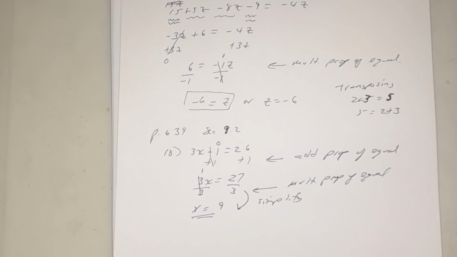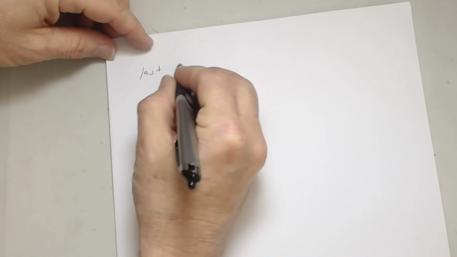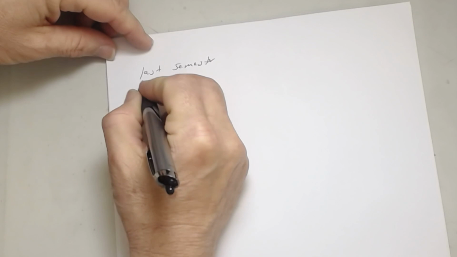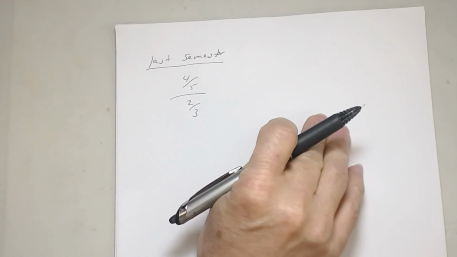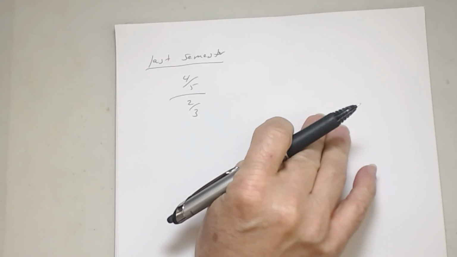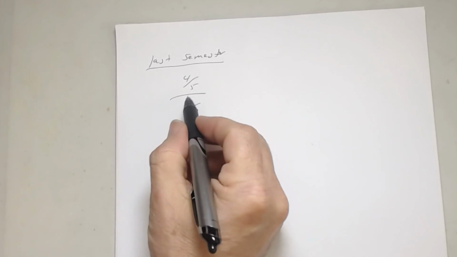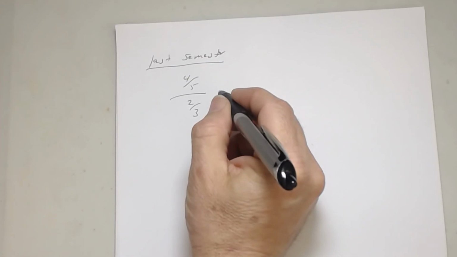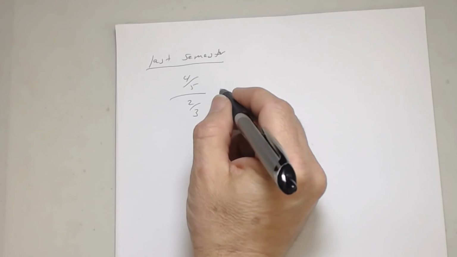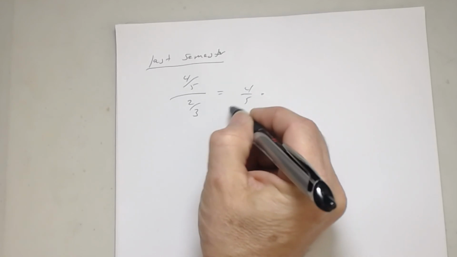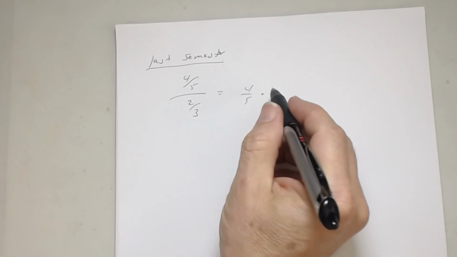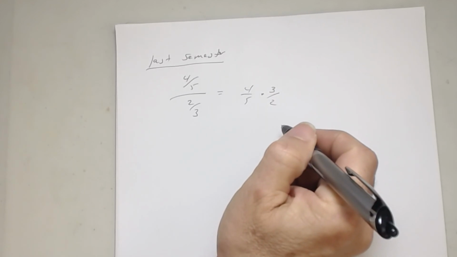All right. Now, we've got to remember something from last semester. If you have 4/5 divided by 2/3, how did you divide those two fractions? Because you're dividing fractions here. What kind of problem did you change it to? Multiplication. So you rewrote the fraction in the numerator, and then you said times the reciprocal of the fraction in the denominator, which is 3/2.